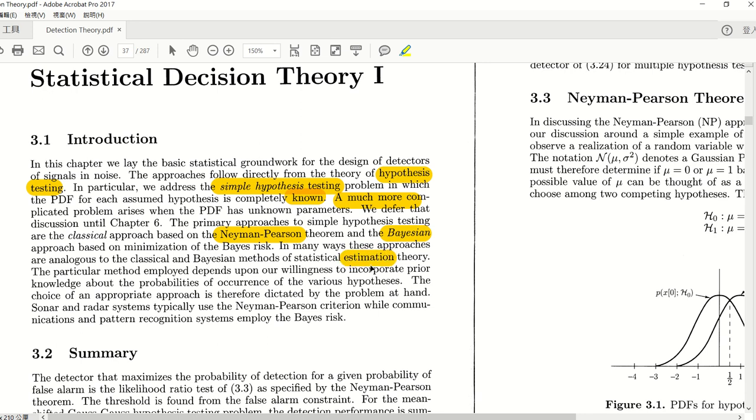We'll talk about that later, because estimation is about continuous parameters, as I mentioned in the first class. Okay, so we'll do that later. And the particular method depends on our willingness to incorporate prior knowledge about probability. Notice that there is a terminology, prior knowledge.